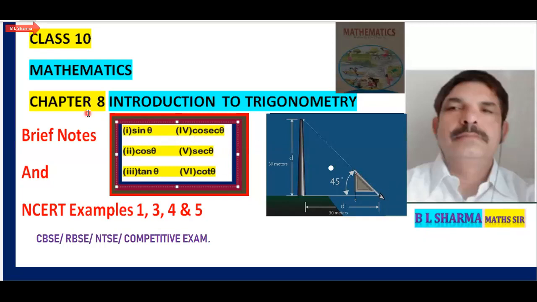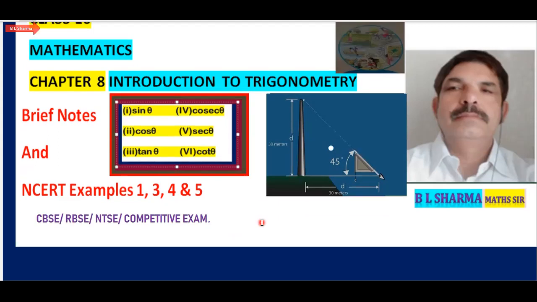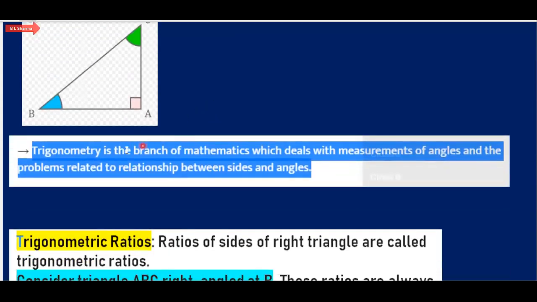Discussing Chapter 8 of Class 10th NCERT Mathematics, that is Introduction to Trigonometry. In this video I will be discussing with you brief notes and NCERT examples number 1, 3, 4 and 5. This is very important for CBSE students, for the students of RBSE, for NTSE, and for any other competitive exam. So let us start here.